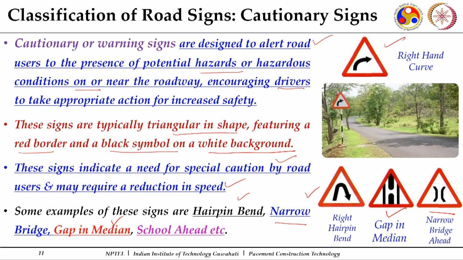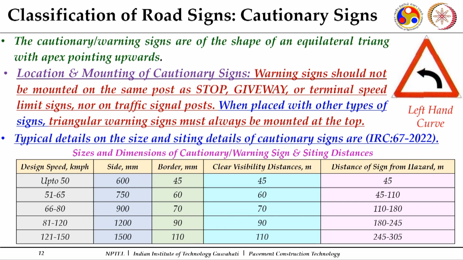to get accommodated into it. And the cautionary warning signs are of the shape of an equilateral triangle with the apex always pointing upwards. So, this is again an important requirement.